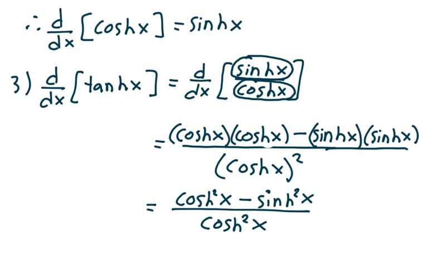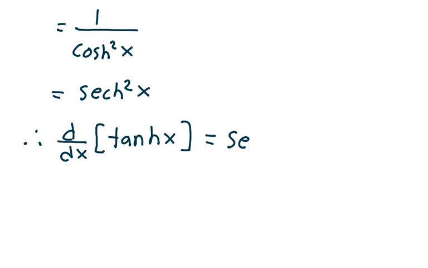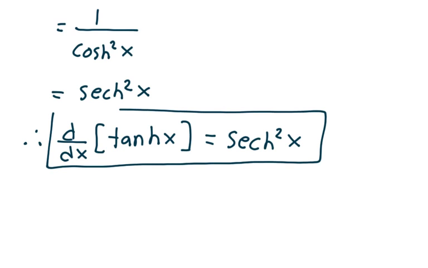But if you remember from the last video, hyperbolic cosine squared x minus hyperbolic sine squared x is the same as 1. And so this is 1 over hyperbolic cosine squared x. But that's equal to hyperbolic secant squared x. So therefore, the derivative of hyperbolic tangent x is the same as hyperbolic secant squared x. So you notice we're writing everything in terms of hyperbolic sine x or hyperbolic cosine x.